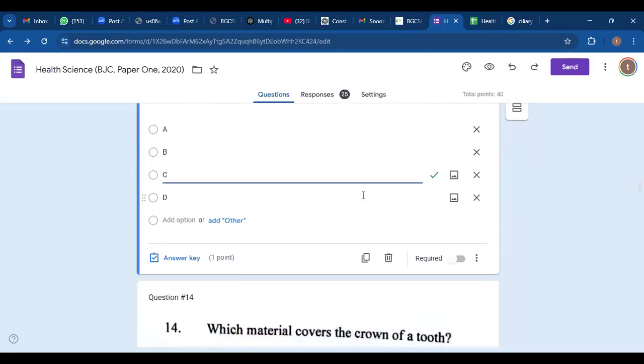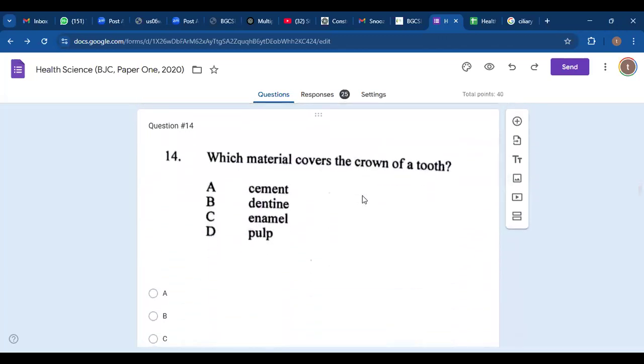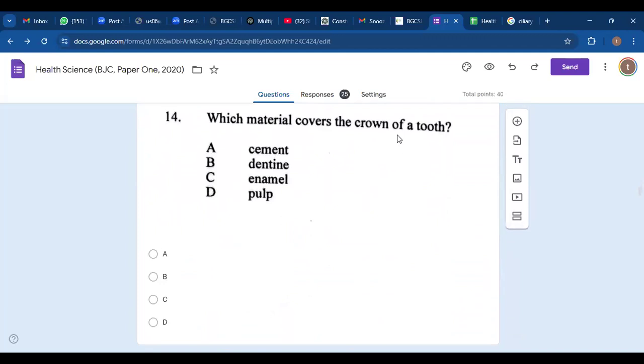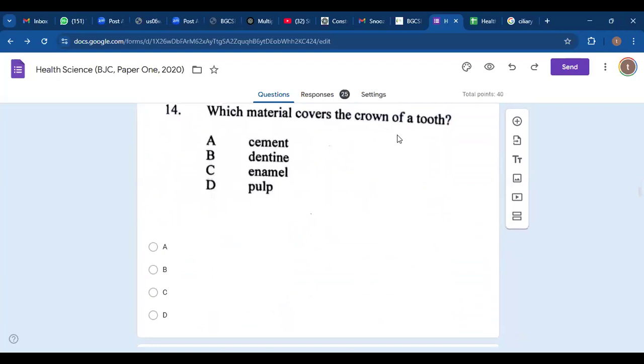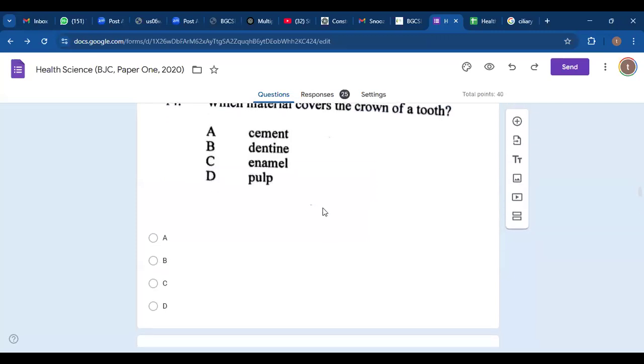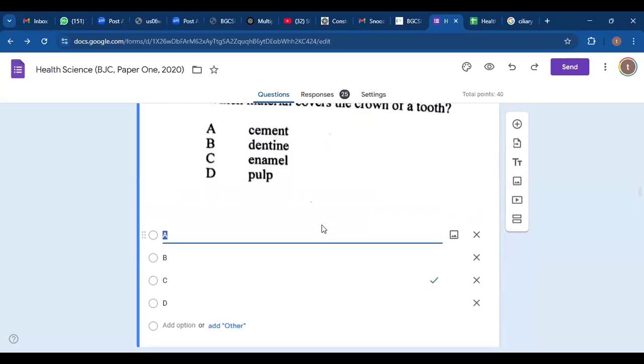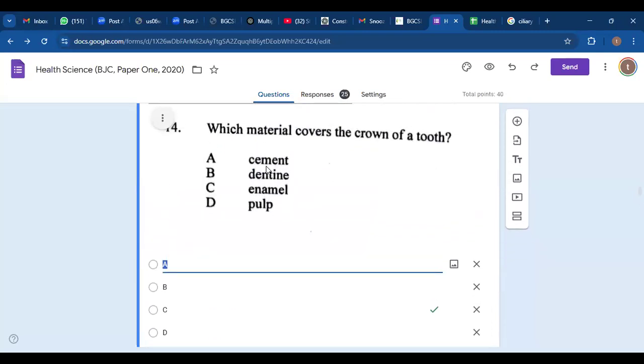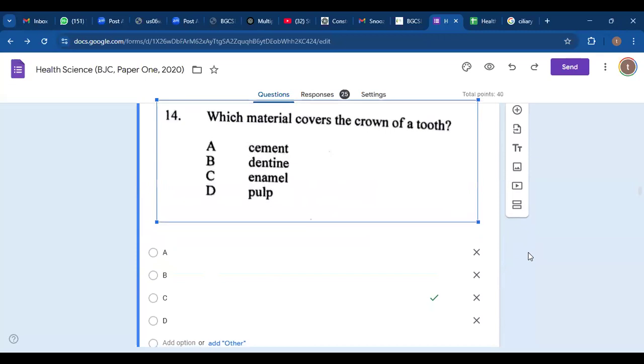All right. Which material covers the crown of the tooth? Enamel, dentin, or cement? I'm pretty sure it's C. The crown is the part of the tooth that is covered by enamel. So the answer is C for number 14. The enamel covers the crown.